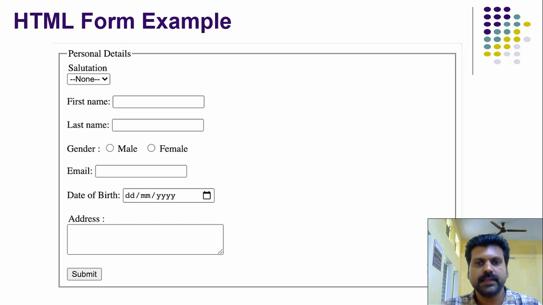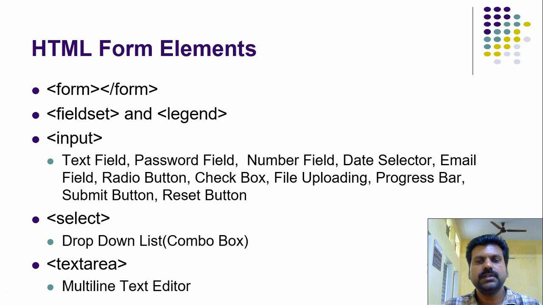We can collect all the details by using HTML form elements like text boxes, radio buttons, check boxes, a calendar tool, a multi-line text editor, and buttons. In this video we'll be discussing these tags. We have a form tag for creating a form container, and we can also use a fieldset for providing a border for the form.